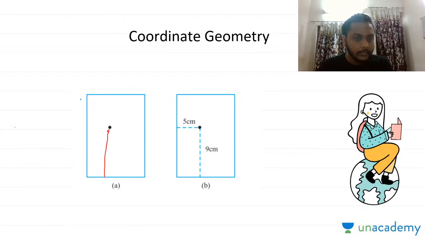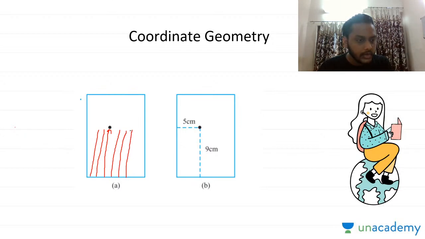Very good. But if you focus, can't you say that this is also 9 centimeter up, this is also 9 centimeter up, then this is also your 9 centimeter up. Yes or no? So all these points, whatever points lie on this line, all these points are 9 centimeter up from the bottom of the page.